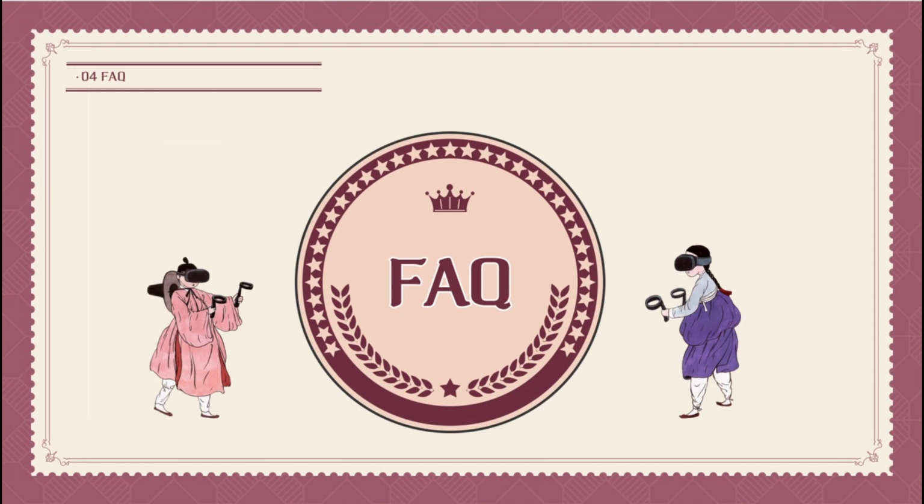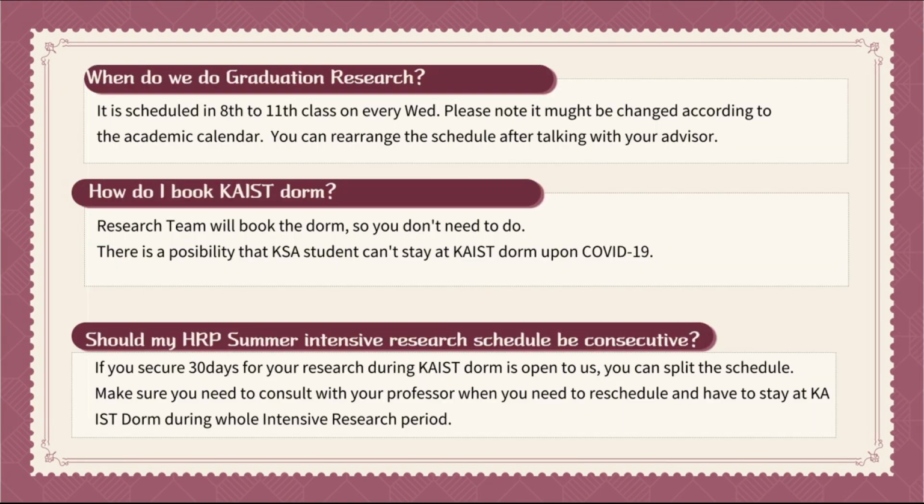Frequently asked questions. First, when do we do the graduation research? It's scheduled on the 8th until 11th period every Wednesday. However, it might change according to the academic calendar and also by adjusting it with your professor. For HRP students, how do I book the KS dorm? First, the research team will book the dorm for you, so you don't need to worry about it. And there's a possibility that KSA students will not stay in the KS dorm because of COVID-19.